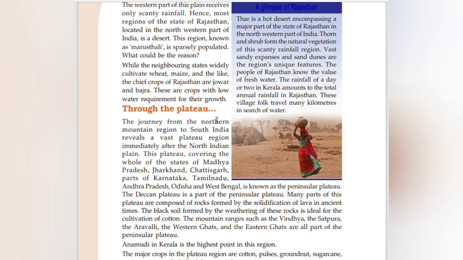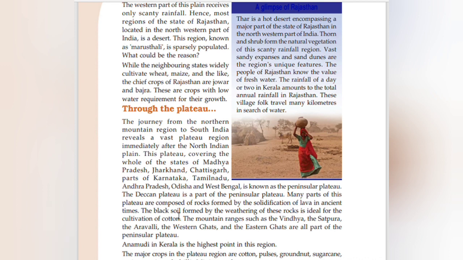Through the plateau. The journey from the northern mountain region to South India reveals a vast plateau region immediately after the North Indian plain. This plateau covering the whole of the states of Madhya Pradesh, Jharkhand, Chhattisgarh, and parts of Karnataka, Tamil Nadu, Andhra Pradesh, Odisha, West Bengal is known as the Peninsular Plateau. The Deccan Plateau is a part of the Peninsular Plateau.